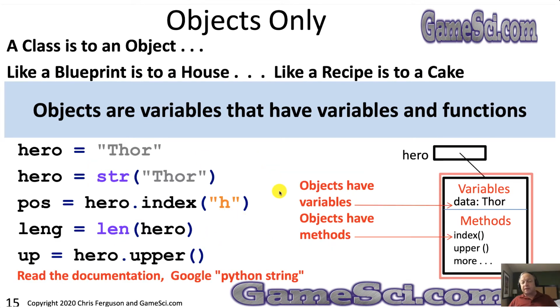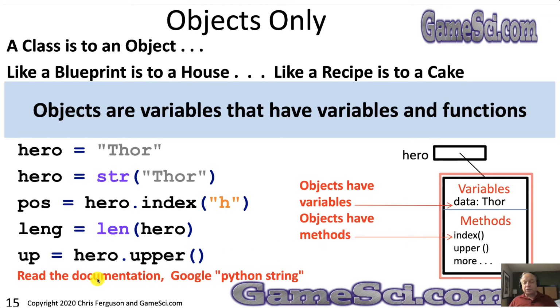You've got to start thinking about an object as this multi-part variable. Objects are variables that have variables. In addition, objects have methods. Internal functions, internal methods that will do things, usually on the data stored in the object.